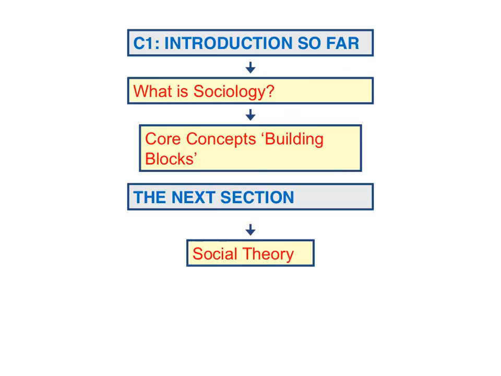So far for component 1 of your A-level sociology course, we've explored the question, what is sociology, with particular reference to the work of C. Wright Mills and the sociological imagination, and then we spent quite a bit of time looking at key concepts, trying to build up a toolkit of core sociological ideas that we'd be applying to other topics throughout the course. The next part of component 1 is going to move on to an analysis of the main theories that are important in sociology.